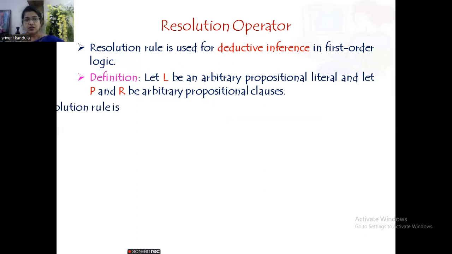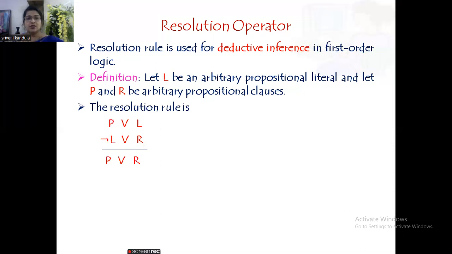The resolution rule is: whenever you have the propositional clause P with the literal L, and the other propositional clause R with the negation of the literal, it will give you the result P or R. Why? Because either L or negation L, only one will be true, and the other clause remains. So obviously we will be getting P or R. This is the resolution rule, and based on this, we will deduce the resolution operator.